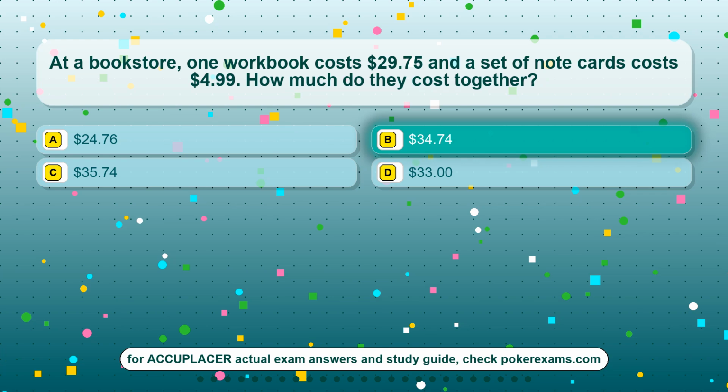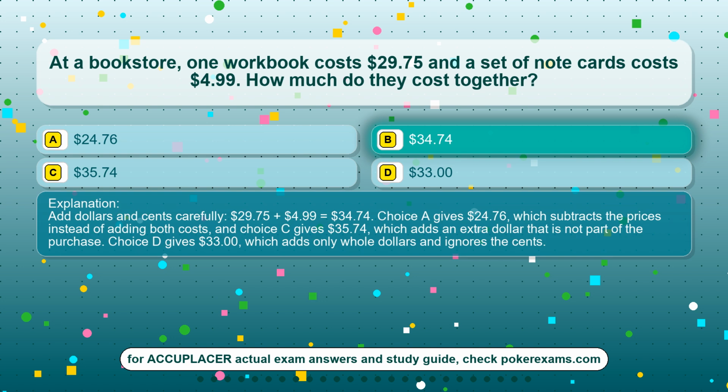The correct answer is option B, $34.74. Add dollars and cents carefully. $29.75 plus $4.99 equals $34.74. Choice A gives $24.76, which subtracts the prices instead of adding both costs, and choice C gives $35.74, which adds an extra dollar that is not part of the purchase. Choice D gives $33, which adds only whole dollars and ignores the cents.